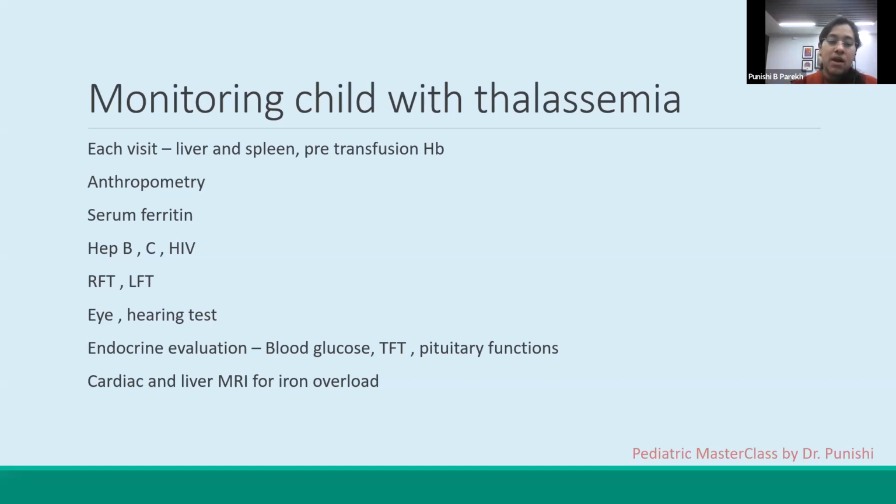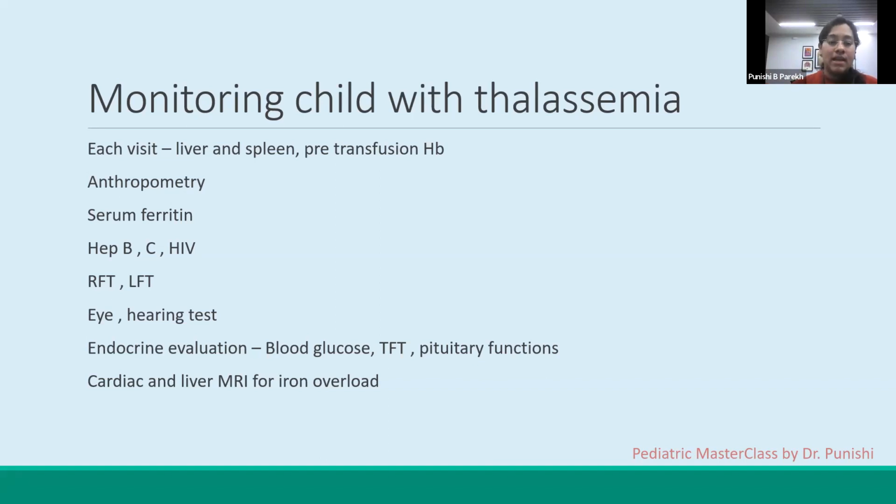Endocrine evaluation, so blood glucose, TFTs, and pituitary functions starting from, say, adolescence, and needs to be monitored regularly. And last but not the least, iron overload in the liver and the heart on MRI.